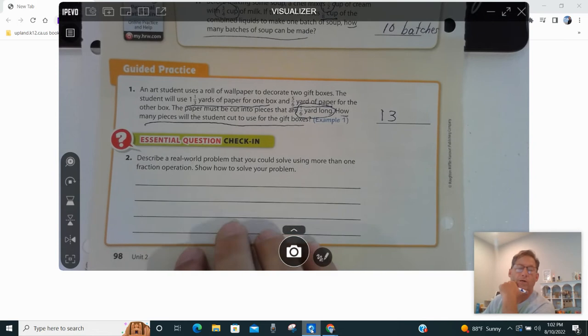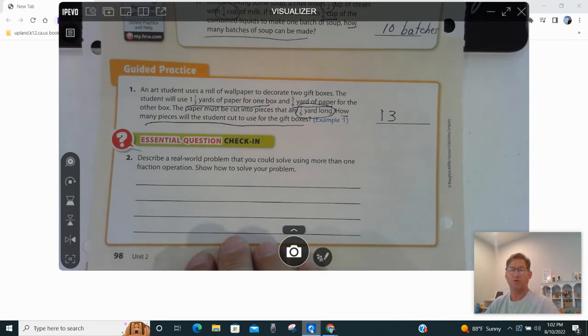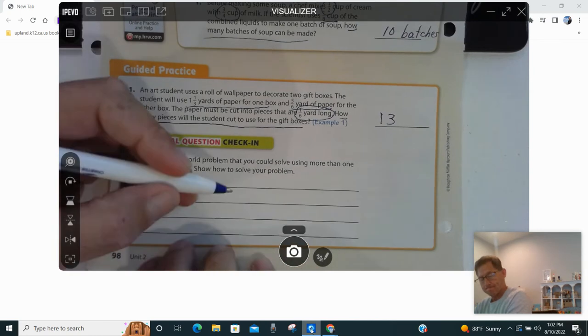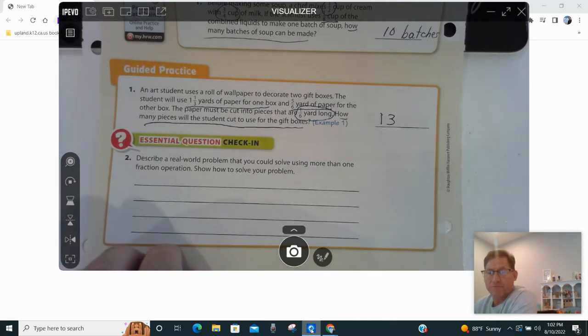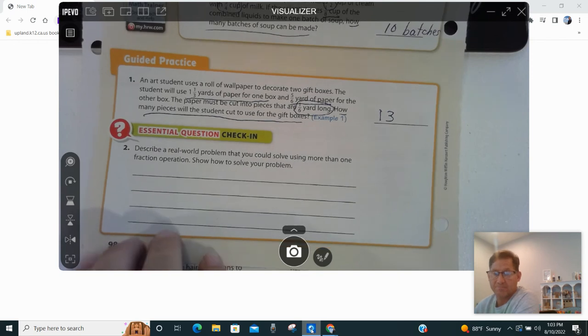All right, describe a real-world problem that you could solve using more than one fraction operation. Show how to solve the problem. Okay, let's say you have 3 5/8 pounds of clay. Then a friend gives you another half a pound. If you use 1/8 pound for each of your projects, how many projects can be completed?